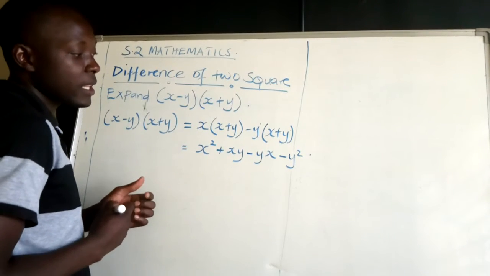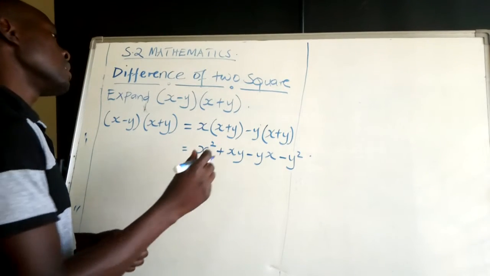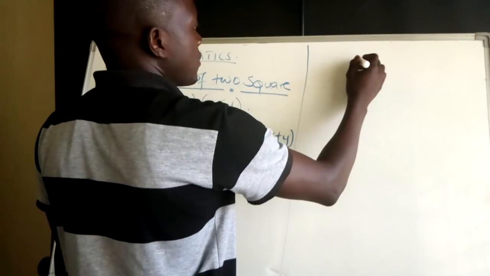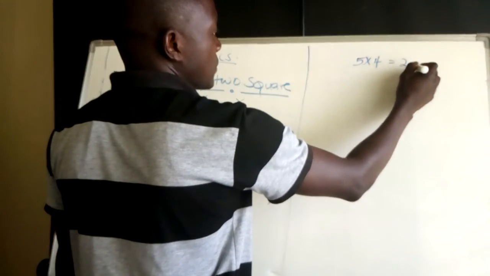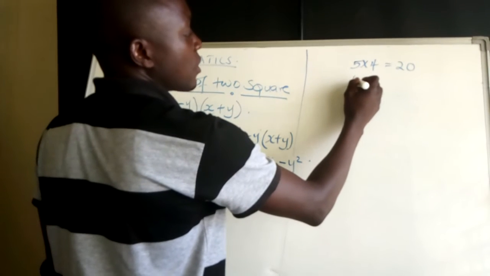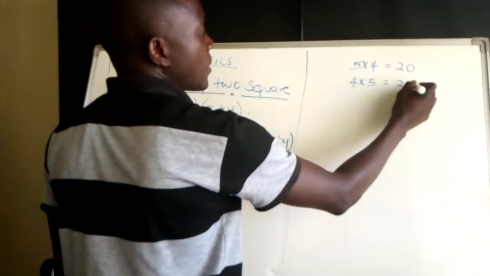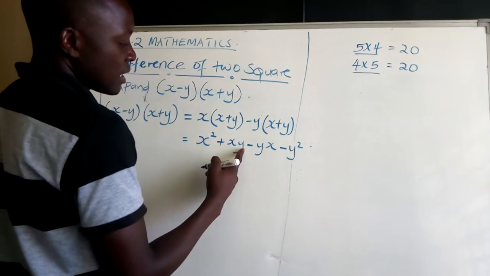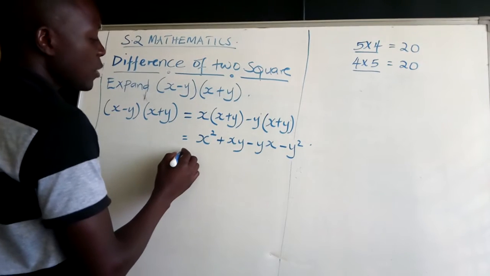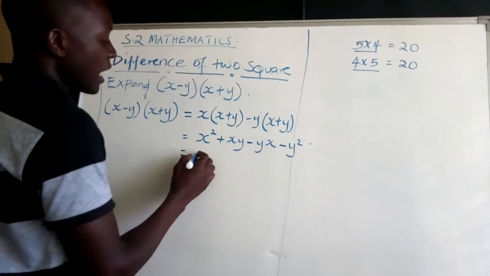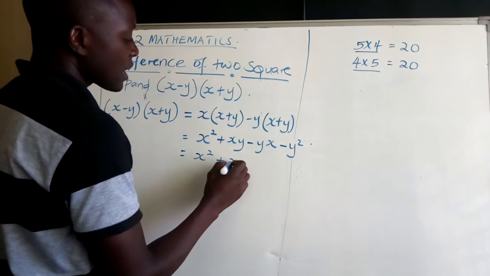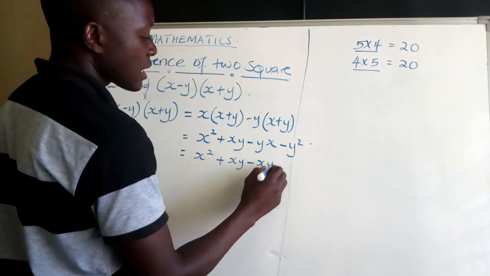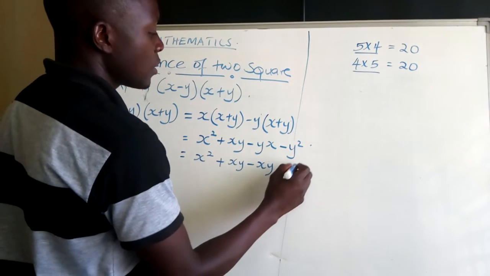Now, before we continue any further, I have to first let students know that x times y, because we are multiplying, is the same as y times x. Say if you have 5 times 4, this is 20. And it's going to be the same if I start with 4: 4 times 5, still 20. So 5 times 4 is the same as 4 times 5. So when I have x times y, this is the same as y times x. And them being equal to the same value, I can choose to write it as x squared plus xy, and this one, instead of yx, I also write as xy, then minus y squared.